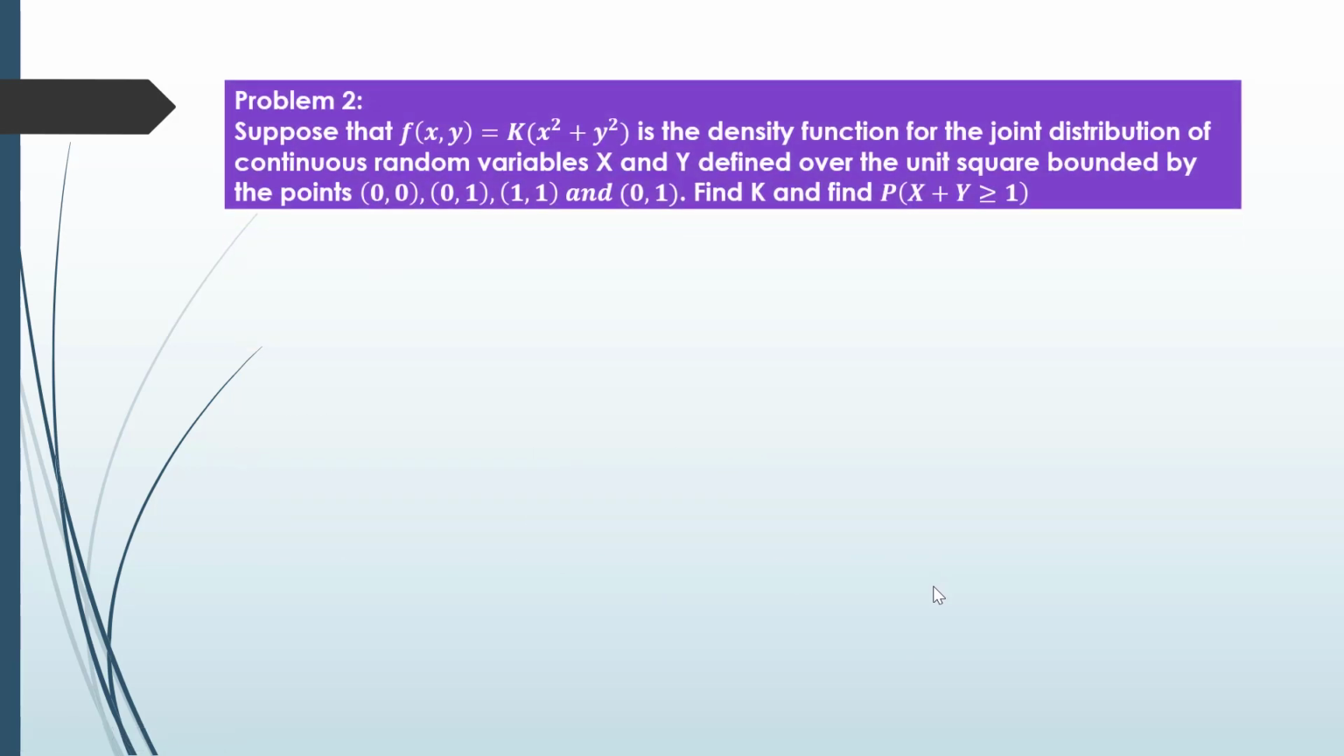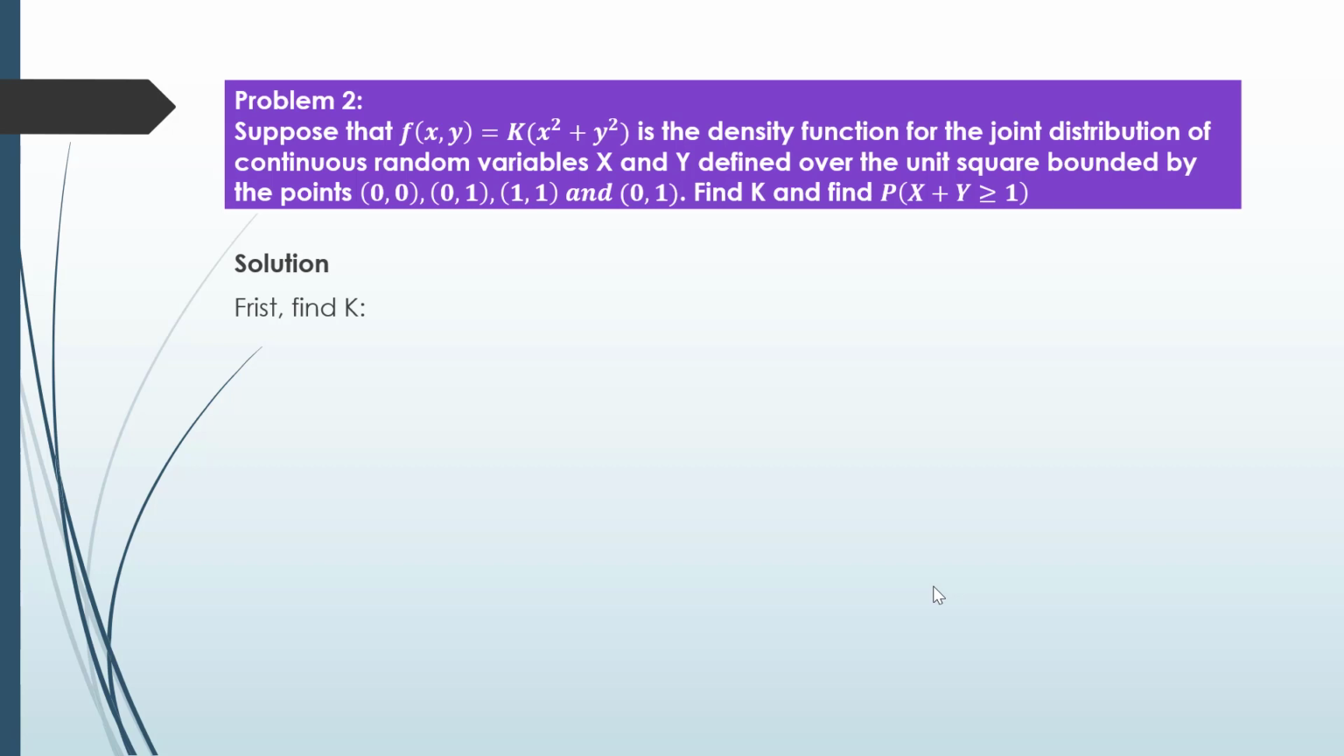Problem number 2. Suppose that f(x, y) is k times (x squared plus y squared) is a density function for the joint distribution of continuous random variables x and y defined over the unit square bounded by the points (0, 0), (0, 1), (1, 1), and (1, 0). Find k and find the probability that x plus y is greater than or equal to 1.